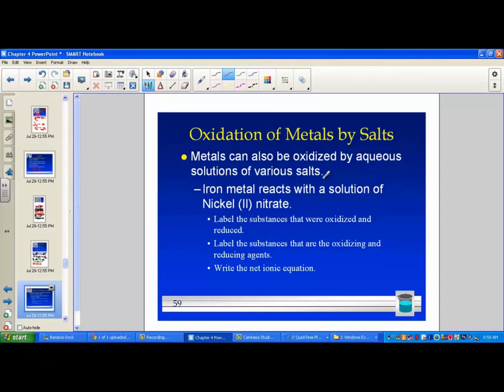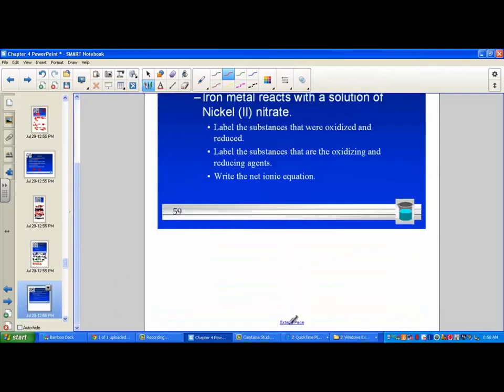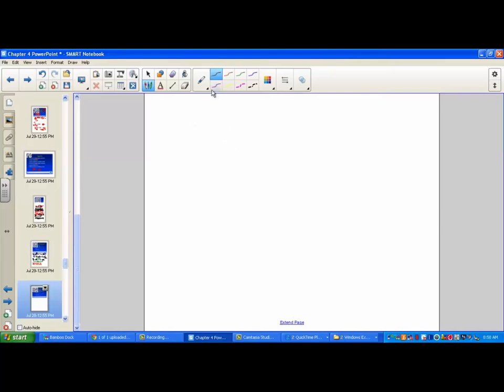Now let's take a peek at yet another single replacement reaction by taking iron metal and reacting it with nickel 2 nitrate. We've checked the activity series, and indeed this reaction will occur. Iron is more active than nickel. And let's work this example out just as we did with the previous. Here we have iron metal, written as Fe, in the solid state. We're placing that in a solution of nickel 2 nitrate.